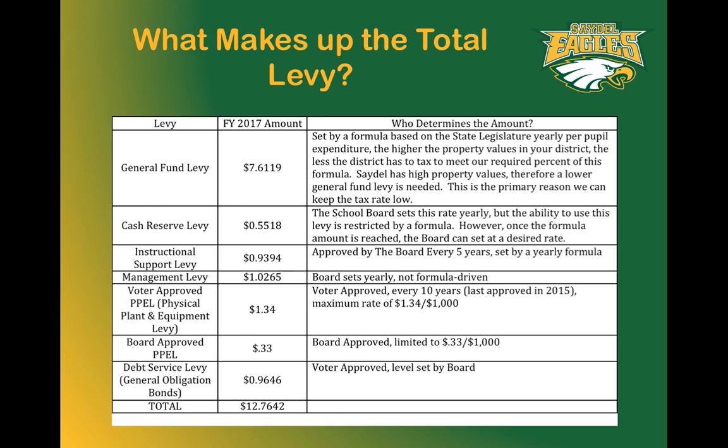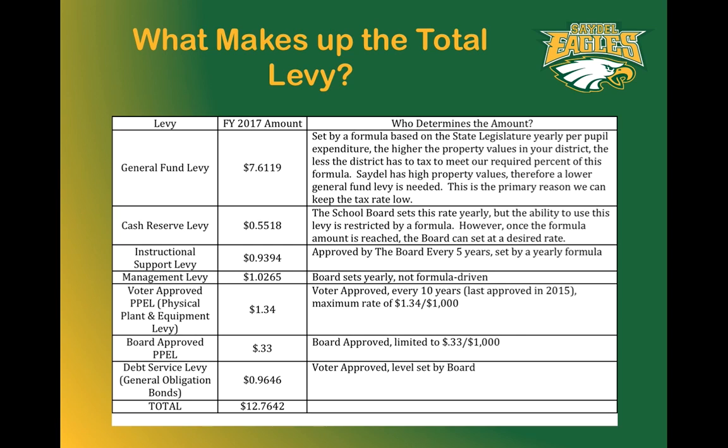The next two levies are the physical plant and equipment levies. These levies are intended to provide building maintenance as well as major equipment and technology purposes. These are set at a specific limit. The voter-approved levy, last approved in 2015, is set at a maximum of $1.34 per $1,000. The board-approved PEPL is set at a maximum of 33 cents per $1,000.